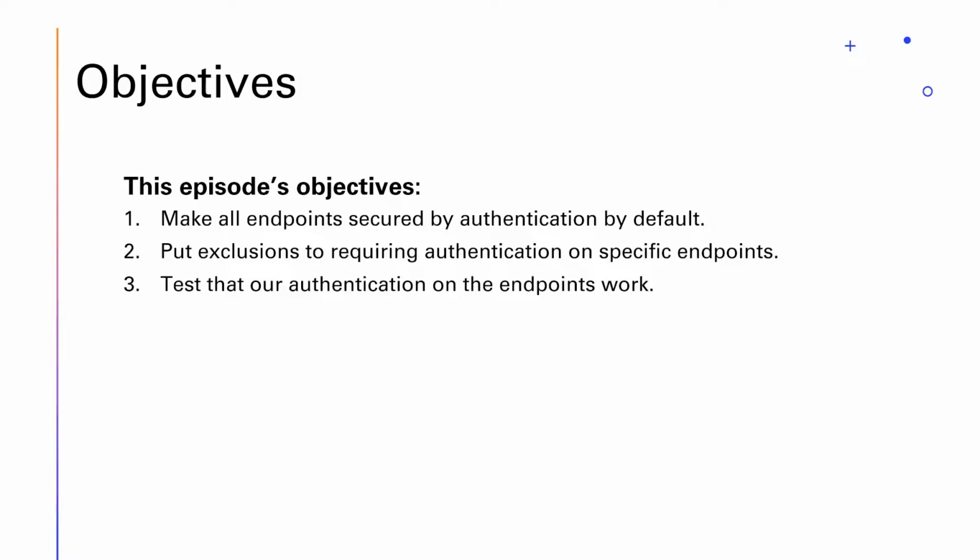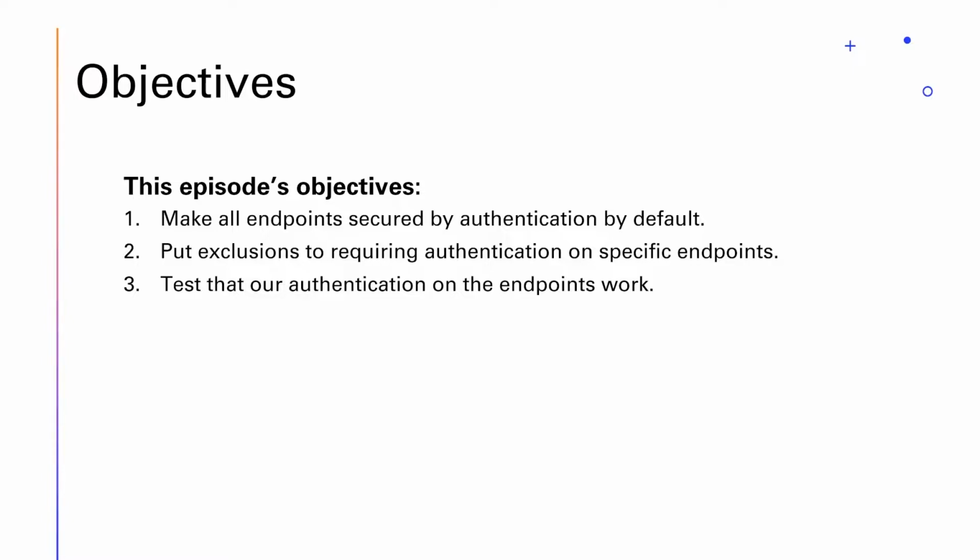Before we go over to our development environment, let's have a think about the second objective, putting the exclusions in. What are our current endpoints and what exclusions would we need? At the moment we've got roughly five endpoints: our login endpoint, the registration endpoint, the auth/me endpoint, the products, and the orders.